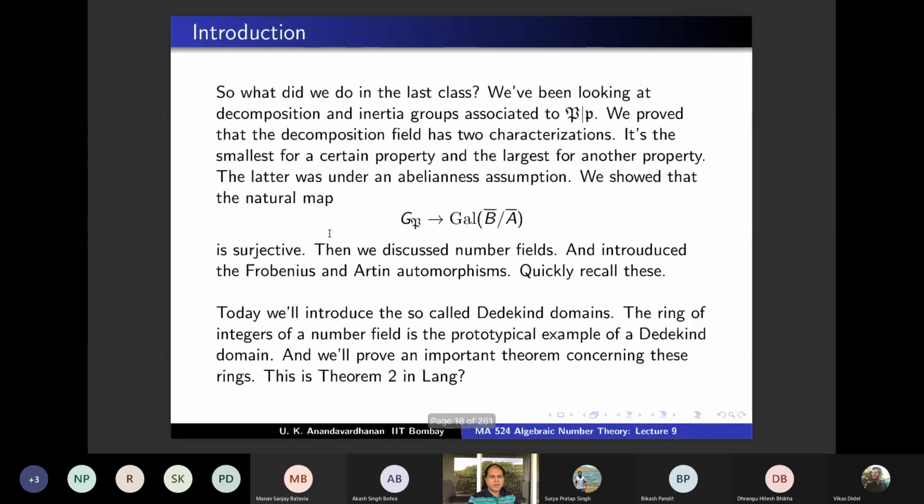And this is, I don't know why I put a question mark. It's a full stop. This is Theorem 2 in Lang. Okay. So do you recall? Yeah, the question mark is for the next thing. Can you recall Theorem 1?